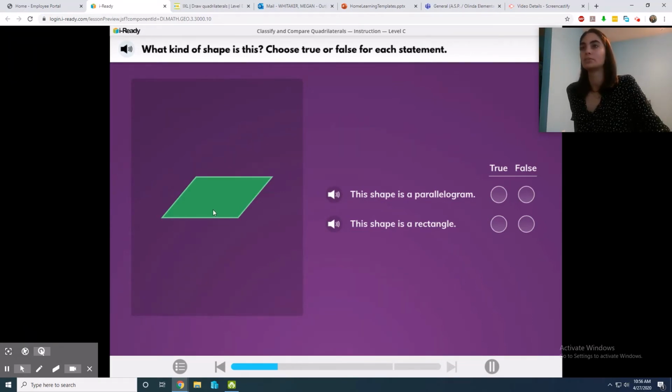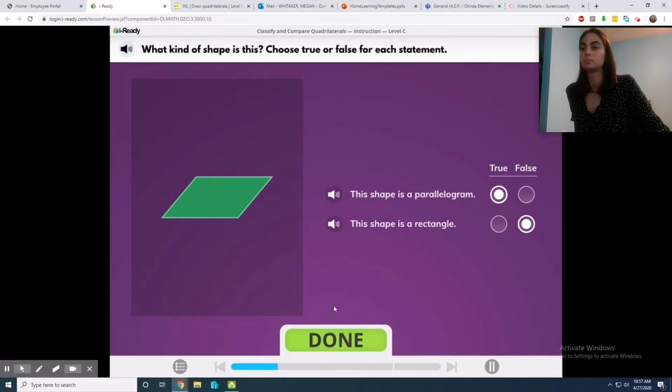The top and the bottom are the same, and the sides are equal. They're the same length. So it is a parallelogram, but it's not a rectangle because it does not have 4 right angles. They're crooked. If they're crooked, they're not a rectangle.